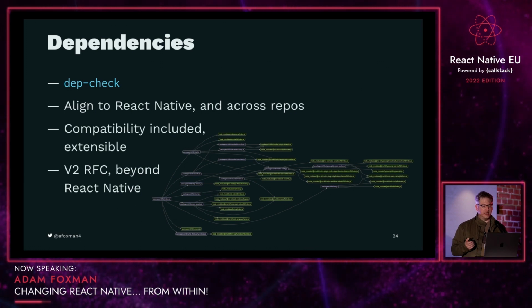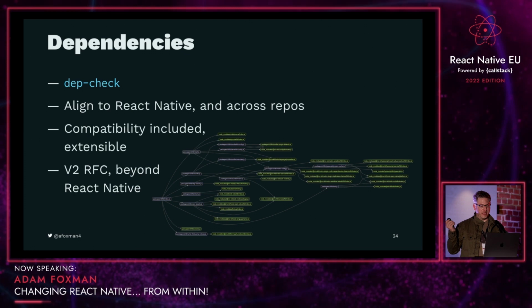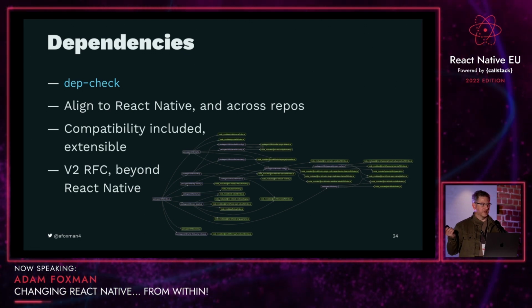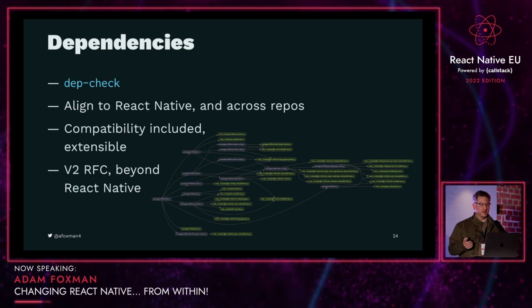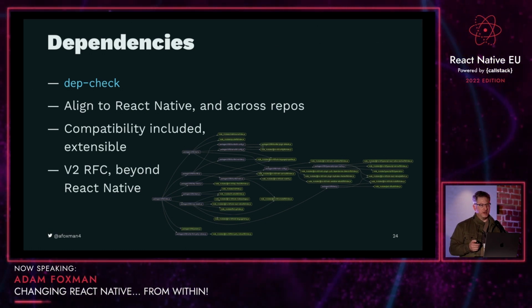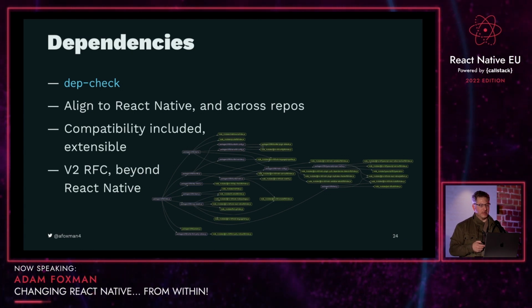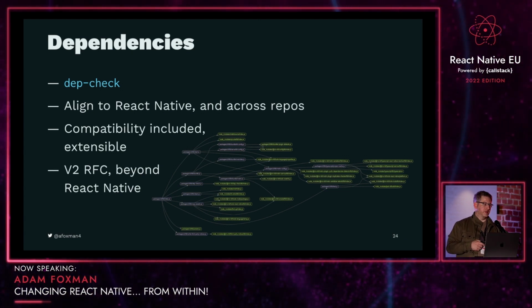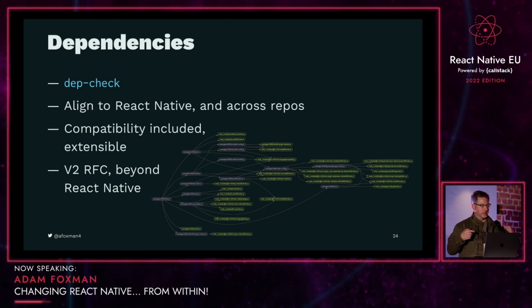In the dependency space, we have a tool called DepCheck. And this thing made an appearance at last year's conference. It is just an awesome app. And it's kind of our solution to the problem that I was talking about earlier of duplicate packages showing up in an app bundle, and the compatibility issues with React Native and the libraries for React Native. As you know, they need to move in lockstep so that you keep things compatible.